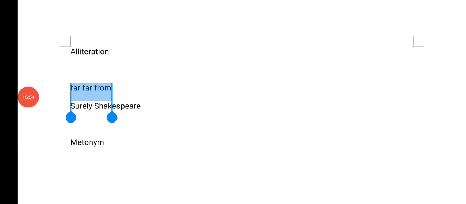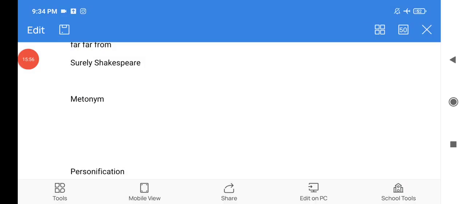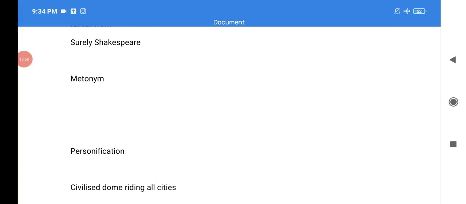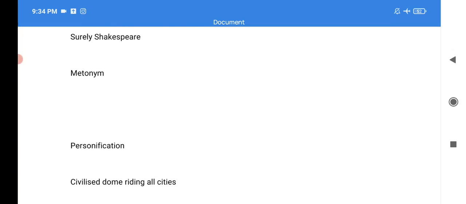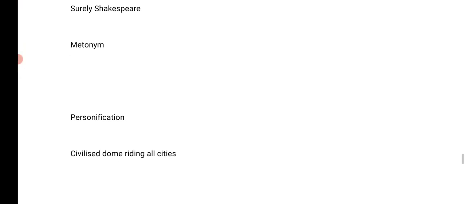And then we have metonymy, and then we have personification. Personification is when you personify a non-living thing. For example, in this they have used the word ride, and a human being rides, right? A non-living thing doesn't ride, so it is an example of personification.